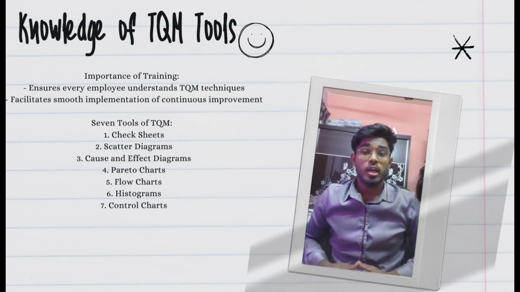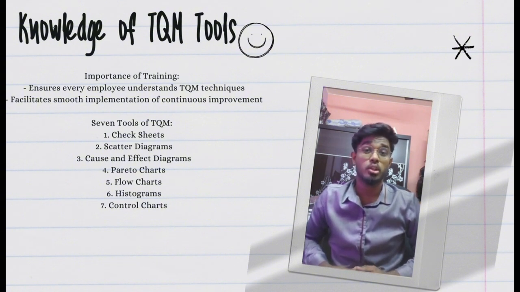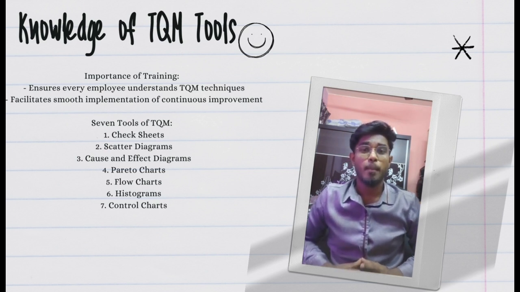The seventh concept in TQM is knowledge of TQM tools. Every employee needs to understand the techniques of TQM. Companies should provide their staff with proper training on TQM tools. This will ensure continuous improvement and employee involvement can be implemented smoothly.